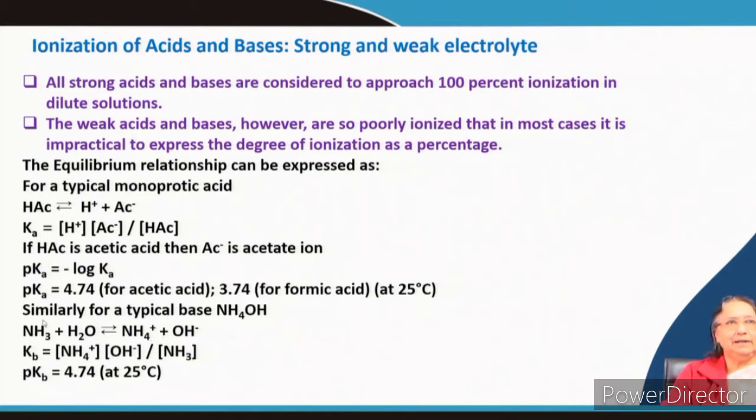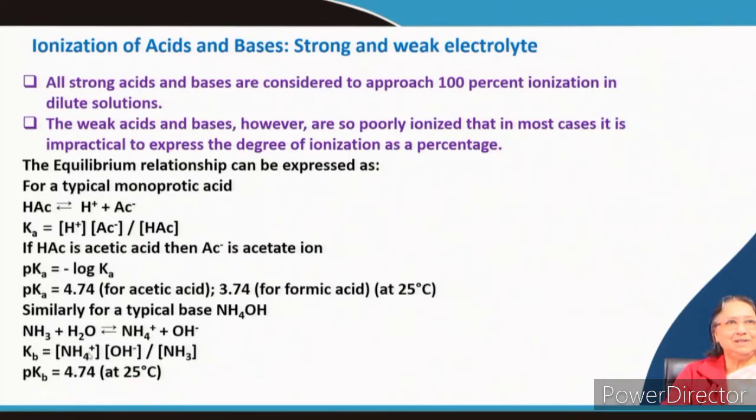So, Kb. In the case of an acid we write Ka, but here we will write Kb because it is a base. So, Kb for ammonium hydroxide is expressed as the ammonium ion concentration times the OH minus ion concentration divided by the undissociated ammonia concentration.